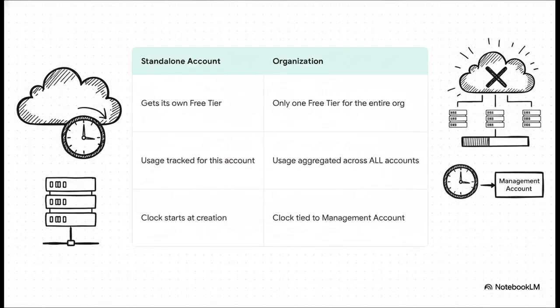Let's break this down, because the difference is night and day. If you go and create a brand new standalone AWS account, boom, it gets its own 12-month free tier. Simple. But the moment it joins an organization, everything changes. There is only one free tier for the entire group. So if you get 750 free hours of an EC2 instance, that's 750 hours shared between everybody. And here's the most important part. The 12-month eligibility clock is tied to when the management account was created, not the new account.